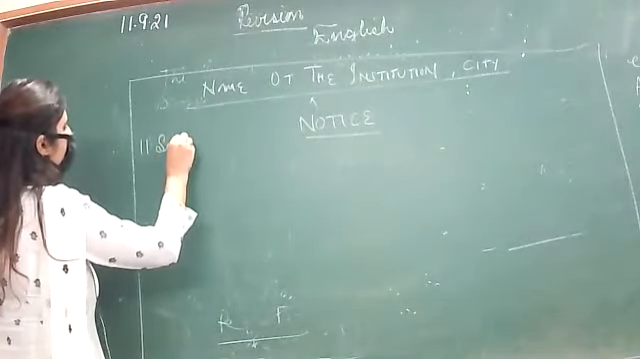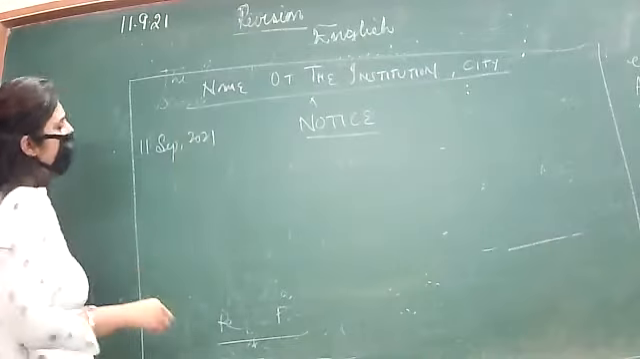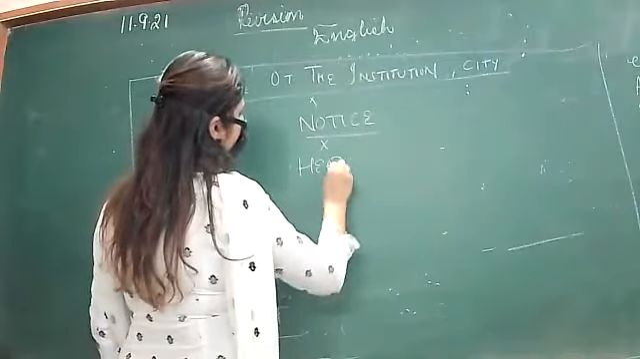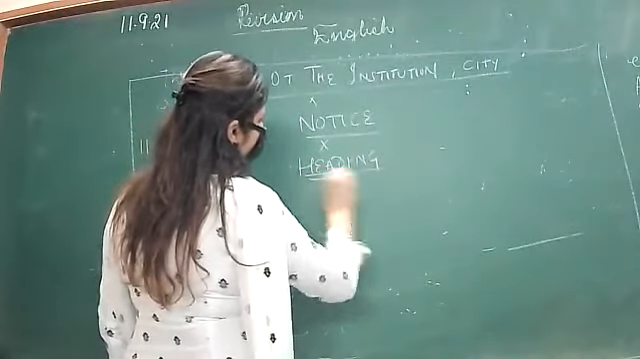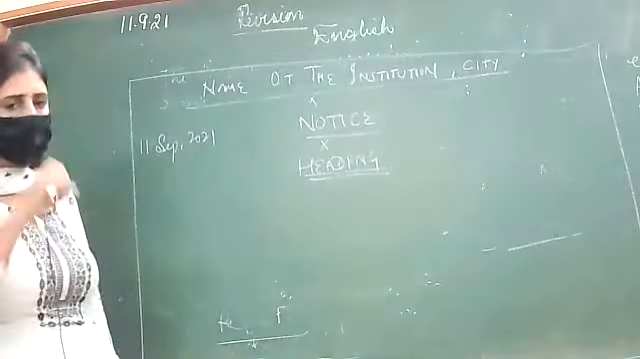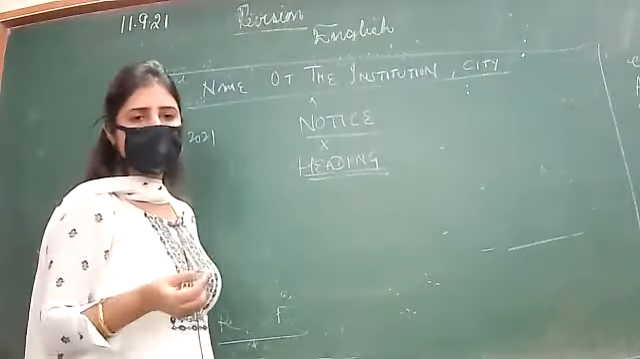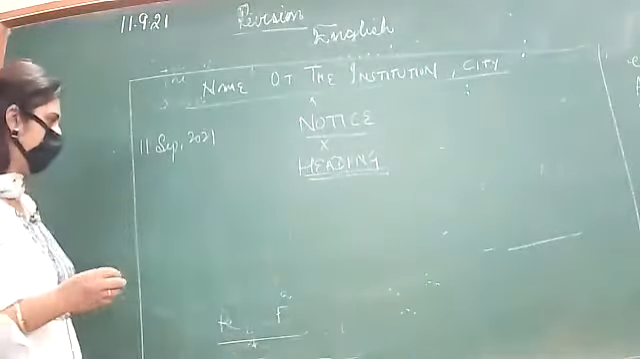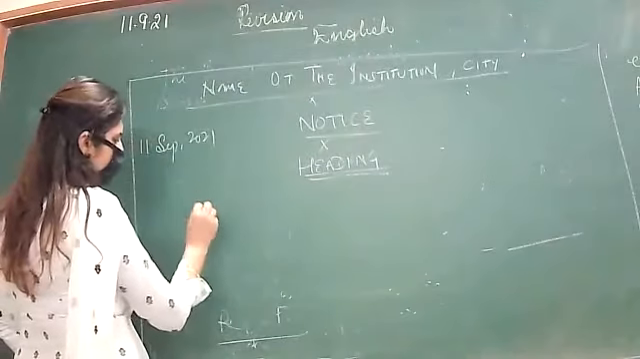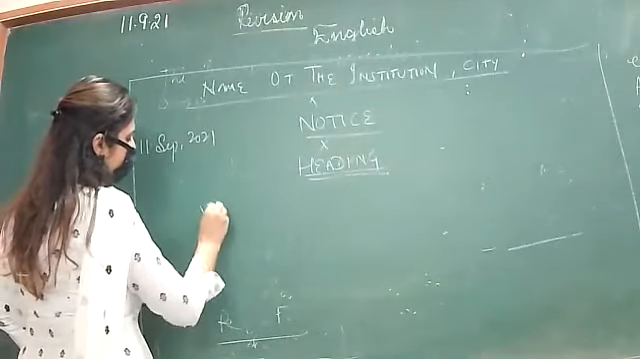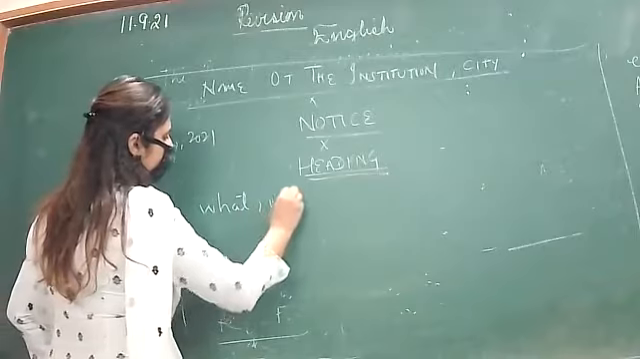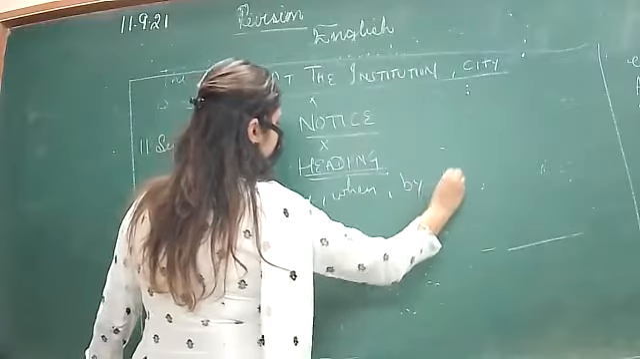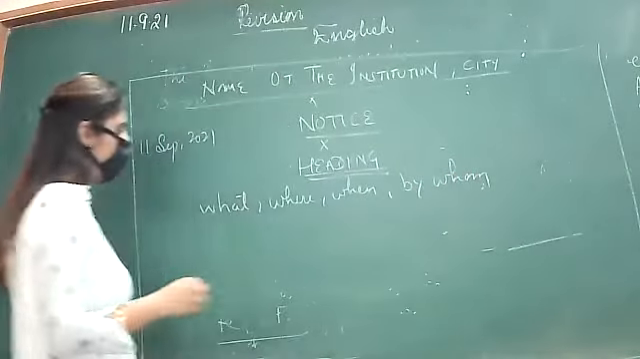For example, today is September 2021. Then again leave a line, write down the heading in capitals that must be attractive, okay, eye-catching. For example, if it is an announcement, okay, a competition, for example, poem recitation competition. First line, always start what, where, when, and by whom. Okay.